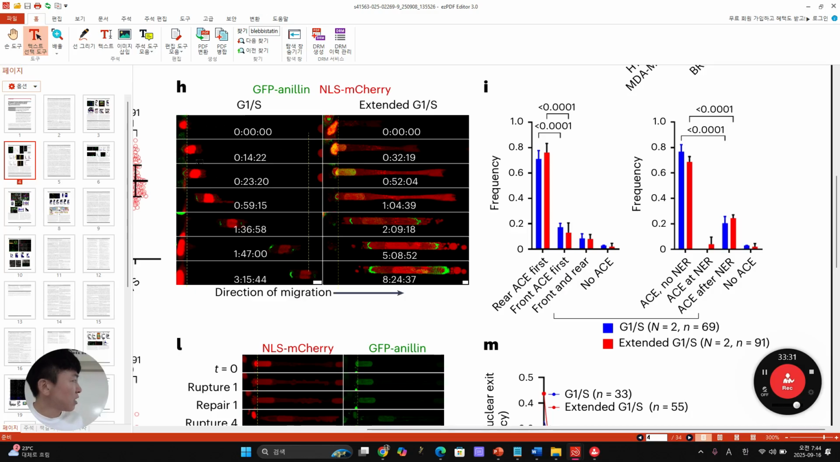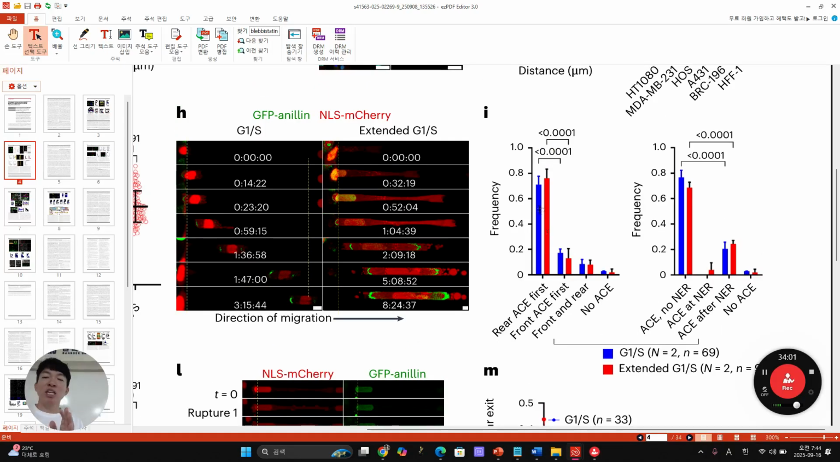So they measure the time when this little dim color leaks out. But is this leak out first, or is ACE development first? They said ACE develops first, and at that moment there is no leakage of NLS, around 80%. And then at the same time, very few. But this ACE phenomenon appears after NER in 20%.